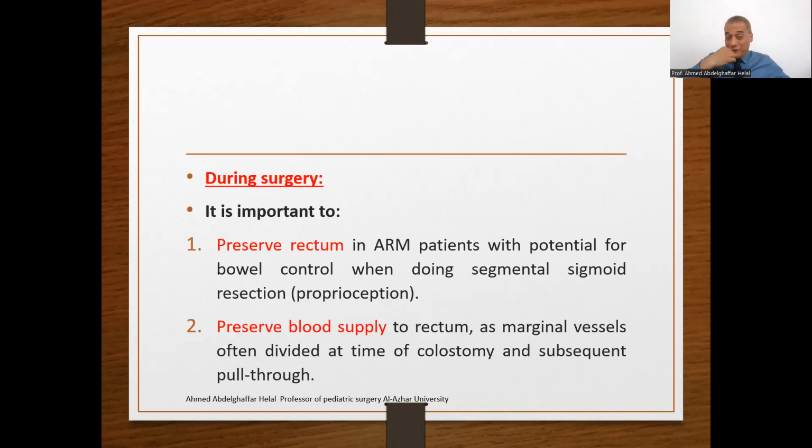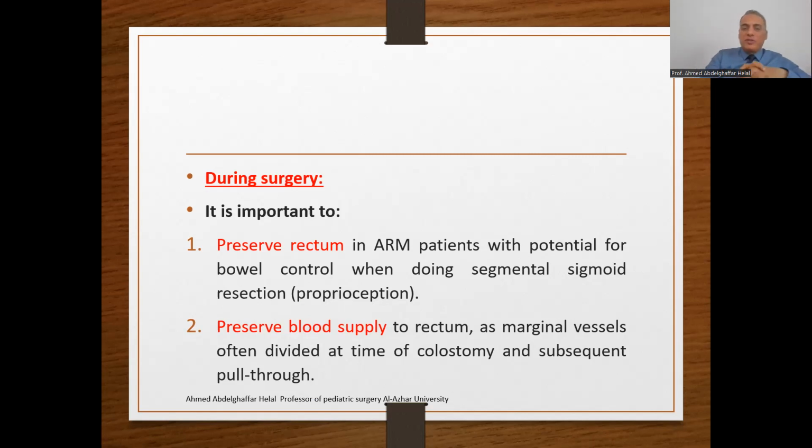During surgery, it's very important to preserve the rectum in the anorectal malformation with potential for bowel control, to preserve what's called proprioception. We said in the previous lectures on anorectal malformation that the child may be born without an anal canal. However, he still feels the distension of the rectum, felt by what's called proprioception. So if the rectum is centered in the muscle complex, with stretching of the muscle complex, the child will have a sensation called proprioception.